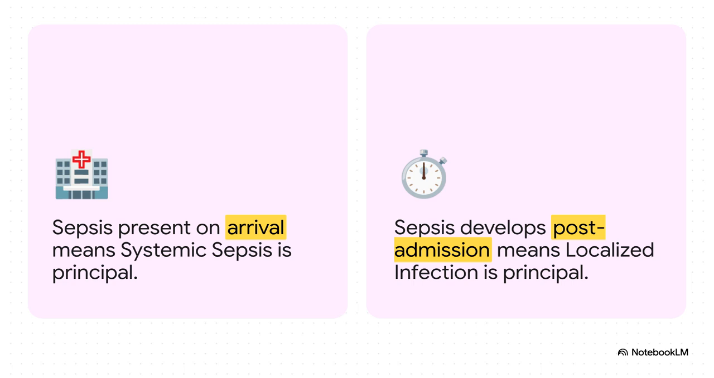If a localized condition, like a UTI or pneumonia, triggers sepsis, you've got to look at exactly when that sepsis triggered. If the patient comes through the emergency room doors and the sepsis is already running wild, the systemic sepsis code takes the coveted number 1 principal diagnosis spot, and the localized infection drops to number 2. But if they're admitted just for the localized infection and the sepsis develops later on, the rules completely flip.